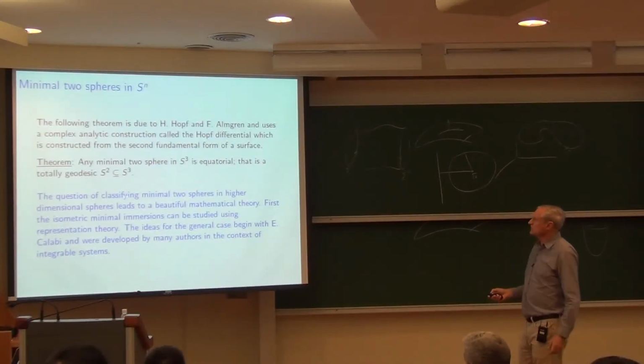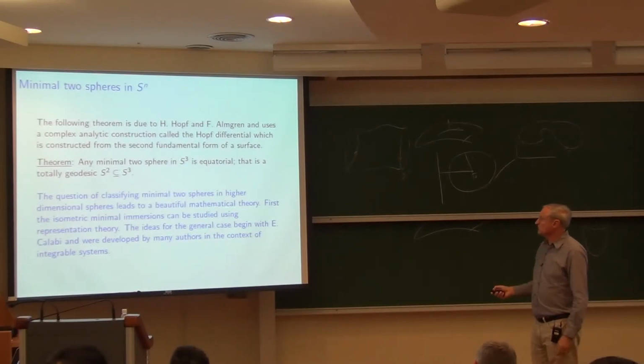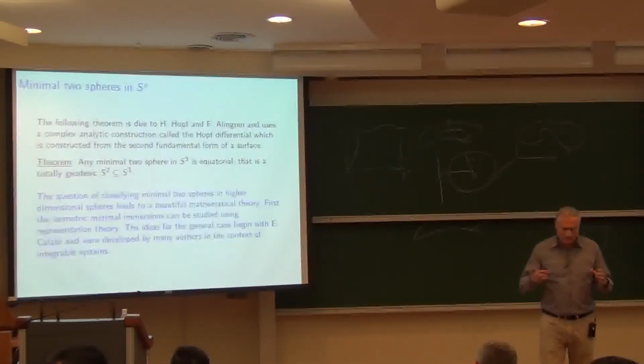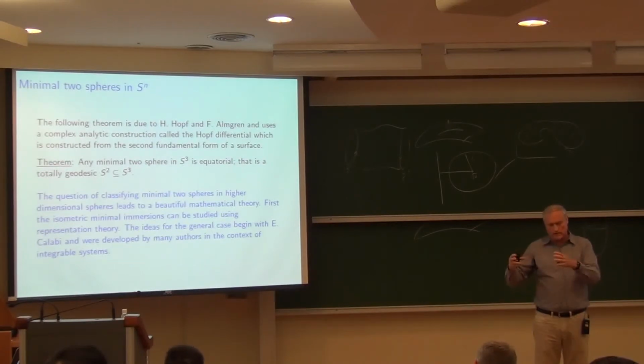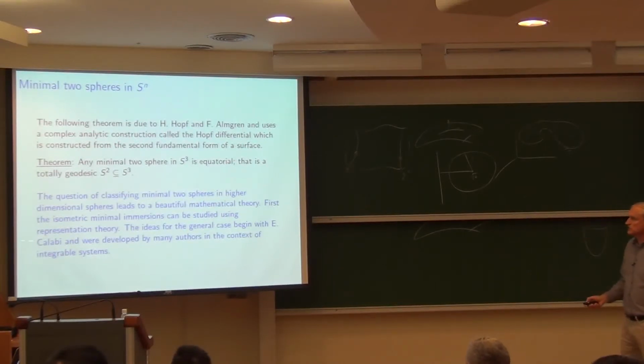Okay, and if you look at the question of classifying minimal two-spheres in higher dimensional spheres, it actually leads to a very rich and beautiful mathematical theory. So first of all, there are some minimal submanifolds which are actually constant curvature. They're isometric, with constant curvature metric, from S2 into Sn. And so those actually can be studied using representation theory. So they're embeddings given by eigenfunctions of the Laplacian for a round metric on S2.